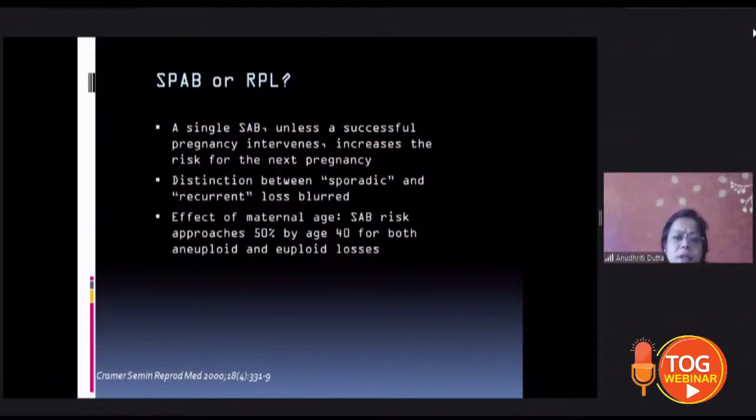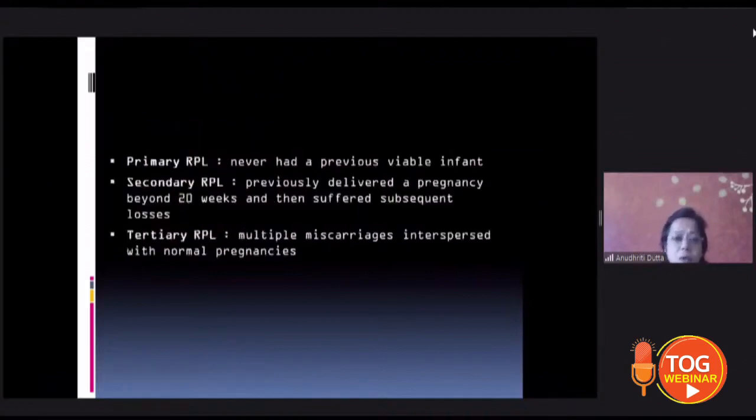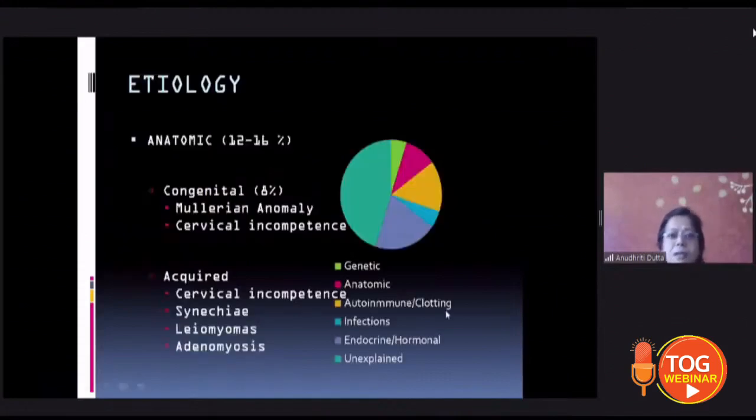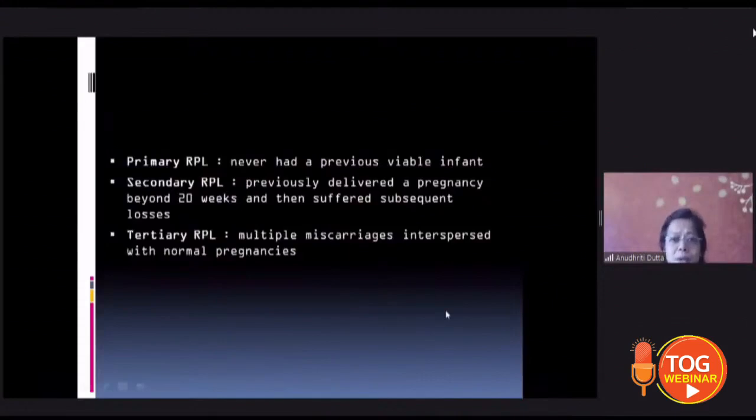Now, as an effect of maternal age, the sporadic risk definitely increases by almost 50% as the woman ages to more than 40, whether it's a euploid or an aneuploid loss. So what is a primary recurrent pregnancy loss? A primary recurrent pregnancy loss is one who never had a viable pregnancy. A secondary is a previously delivered pregnancy beyond 20 weeks, and then she suffered subsequent losses. And a tertiary RPL is multiple miscarriages interspersed with normal pregnancies.